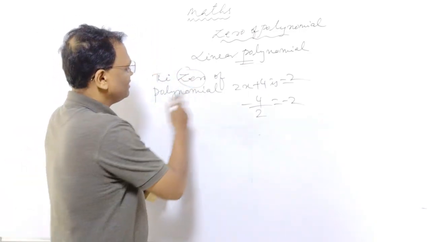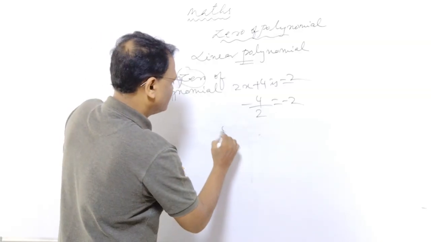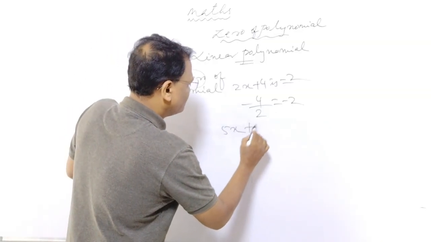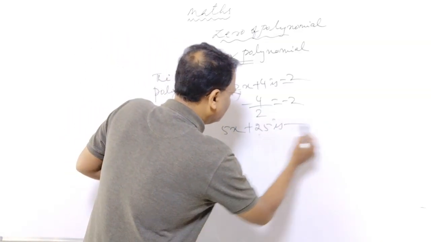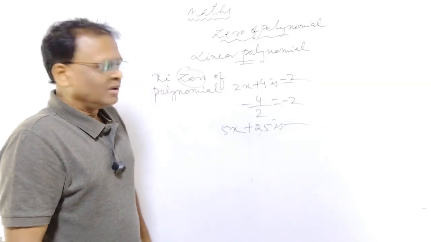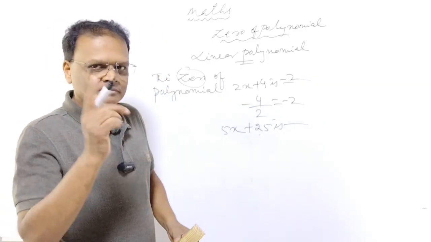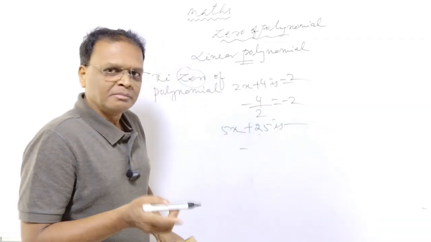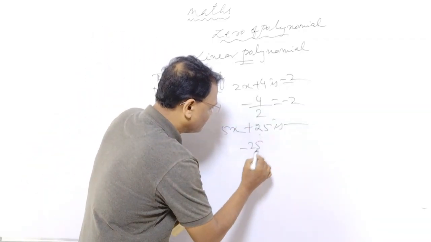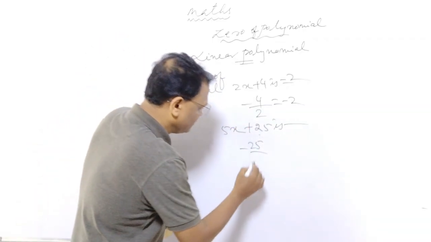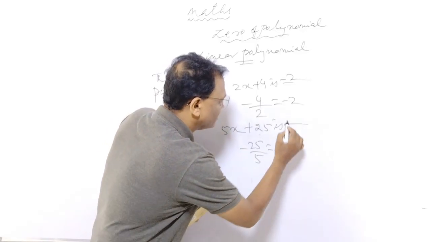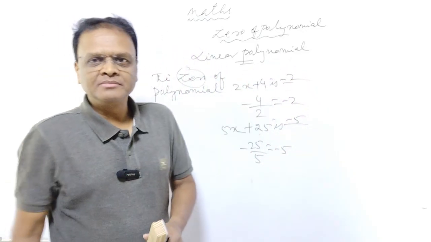Let's do one more. The zero of the polynomial 5x plus 25 is... Pause the video, you try it. It's very simple. Minus b is 25 by a is 5. So this gives me the answer minus 5.